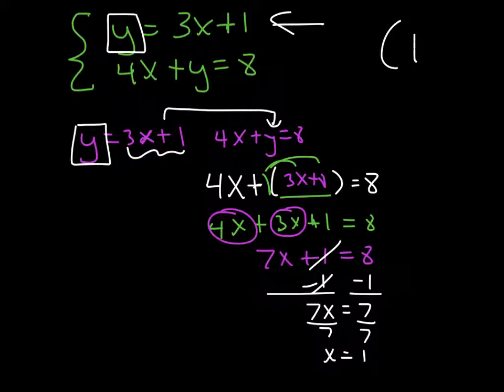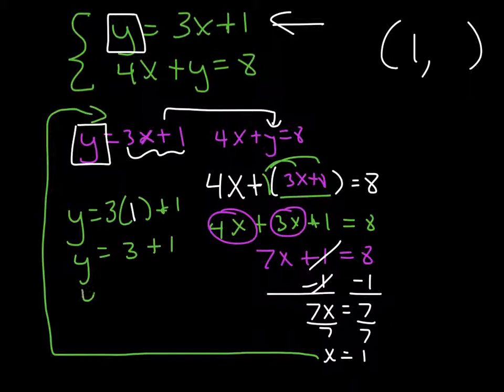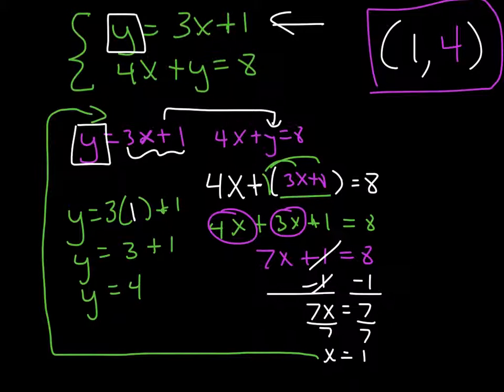So far, I've got the x value of my solution. Now, we're going to go full circle. We're going to take this answer and plug it back in to this equation. So, I'm going to have y equals 3, and in place of x, I'm going to put the 1, and then plus 1. So 3 times 1 is 3 plus 1, and I get y is equal to 4, and therefore that is the y value, and this is my solution, 1 comma 4.